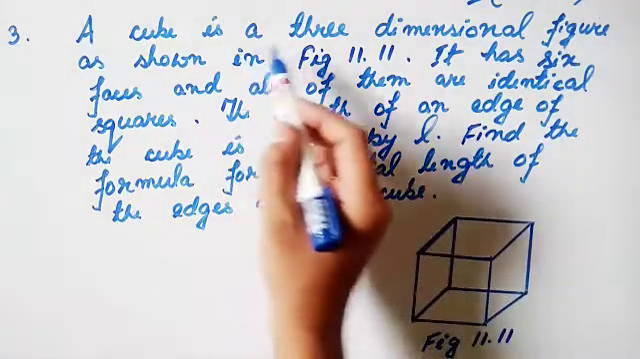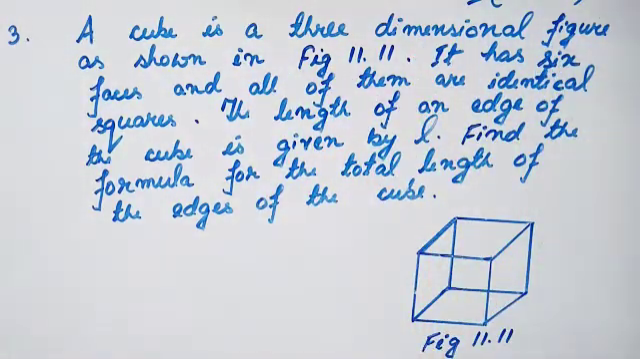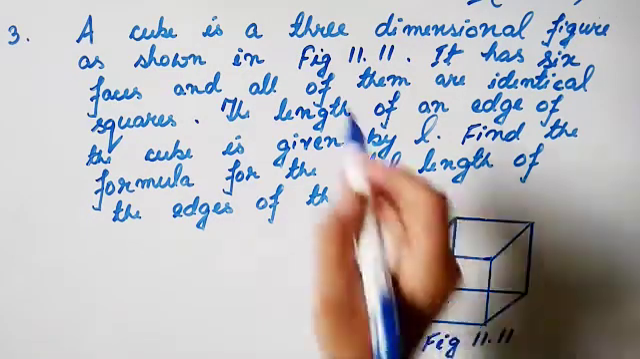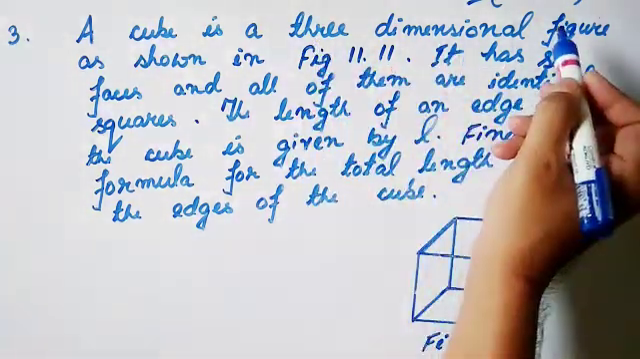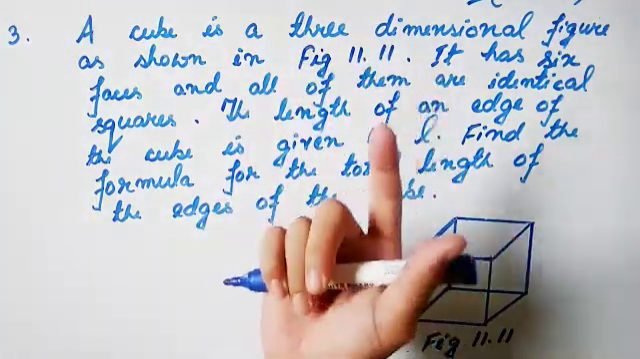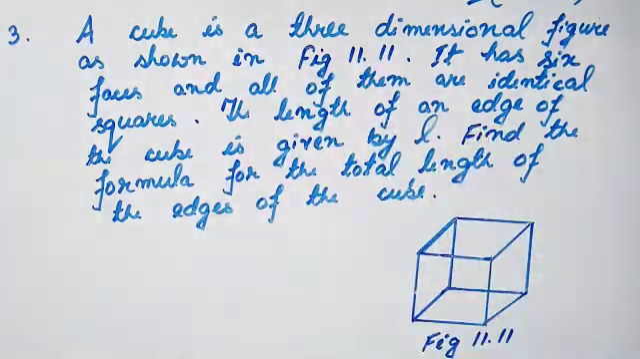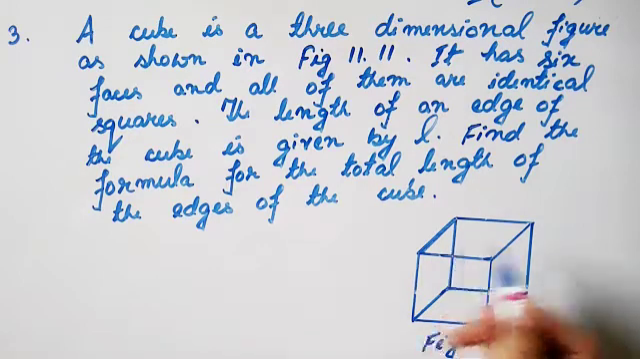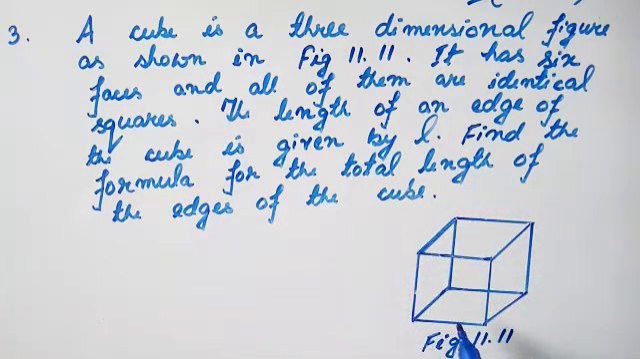And it says a cube is a three-dimensional figure. We all know that a cube is a three-dimensional figure, right? When we say three-dimensional figure, it means those figures that have length, breadth, and height. So, if any figure has length, breadth, and height, we call those figures three-dimensional figures. So, a cube has length, it has breadth, and it also has height. So, it is a three-dimensional figure.